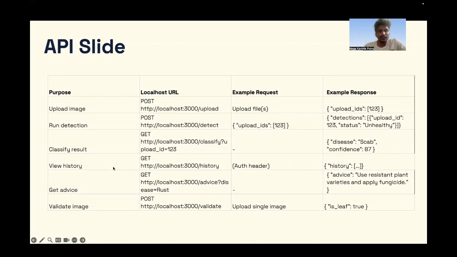Here you can see the view history purpose. It is a get request from localhost. And in the example request, you can see the author header and history response, showing how many times you analyzed the leaf and how many leaves you have analyzed.